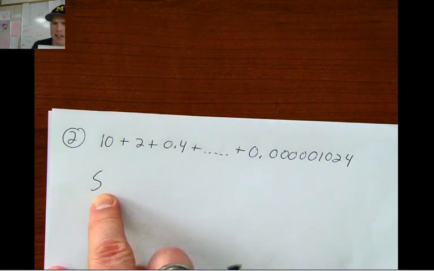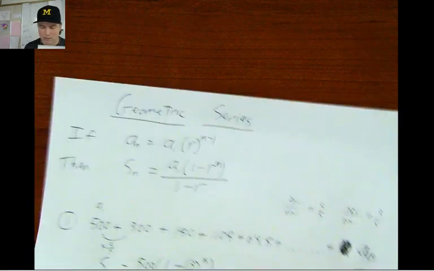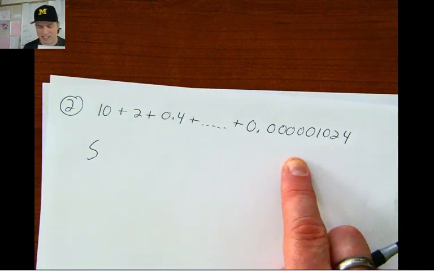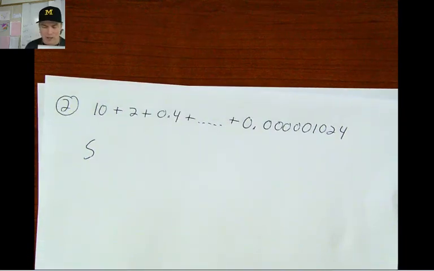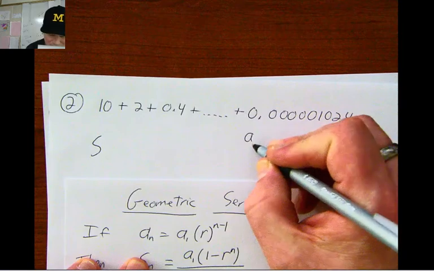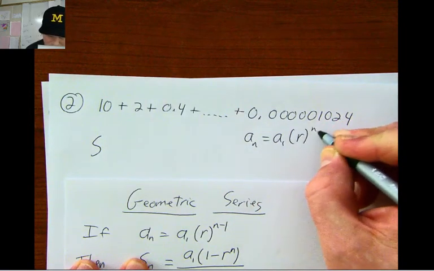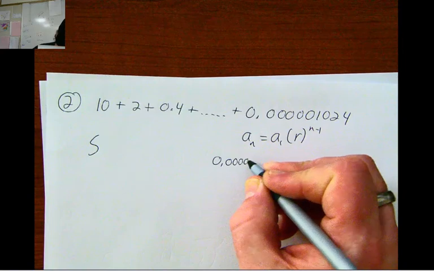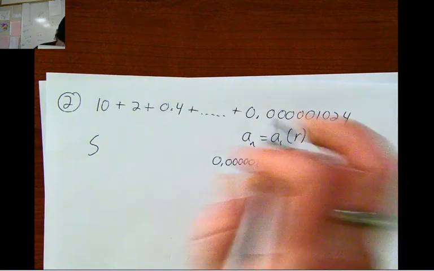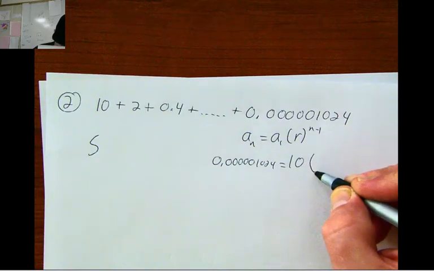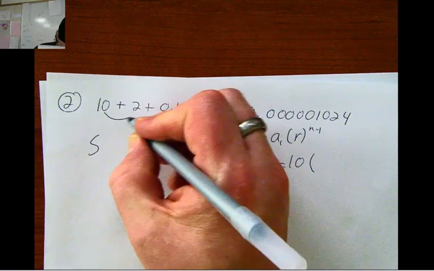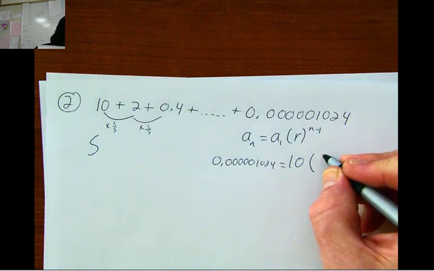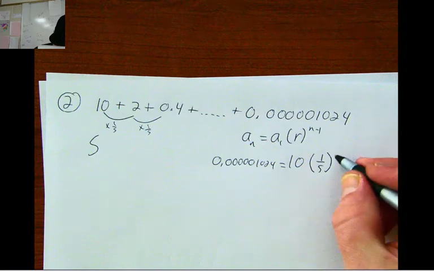So I'm looking for S, but I don't know which one. In the previous problem, I knew I was looking for S15 because it said A15. Here, I don't know what S number this is, so I have to figure that out using the AN formula. AN equals A1 times R to the N minus 1. AN is this decimal here, 0.000001024, equals A1, which is 10, times the rate. It looks like each time I'm multiplying by 1/5. So 1/5 to the N minus 1, since I'm looking for N.